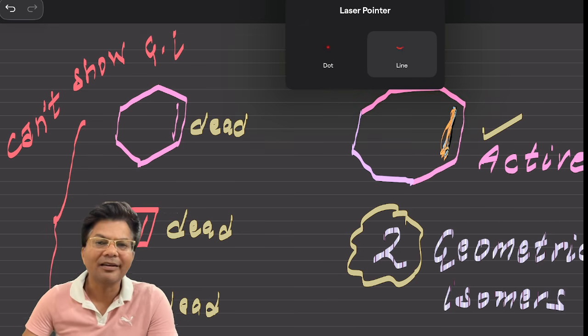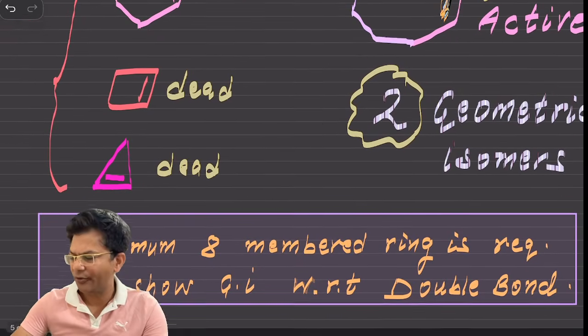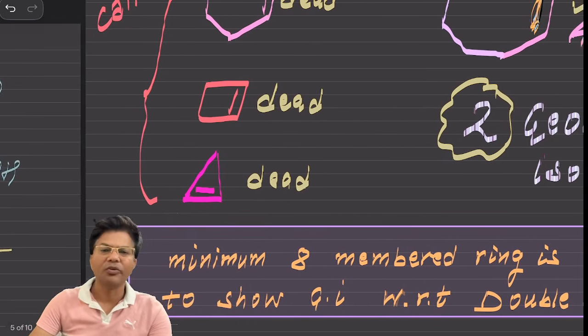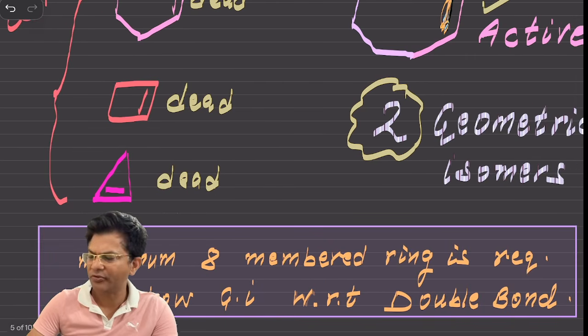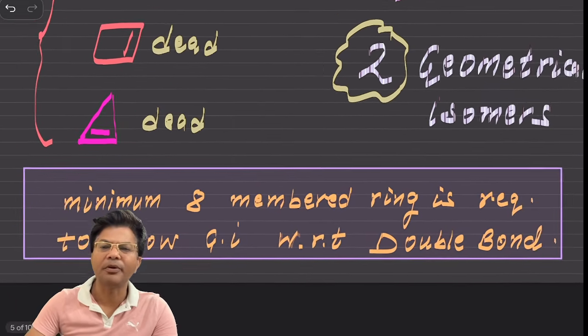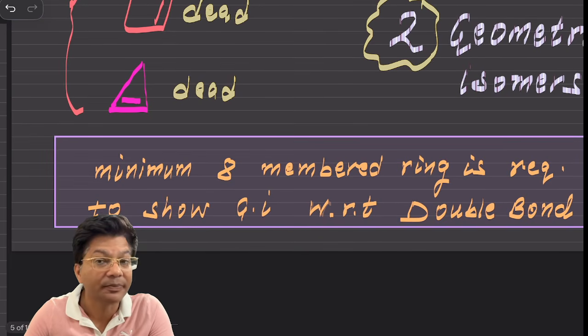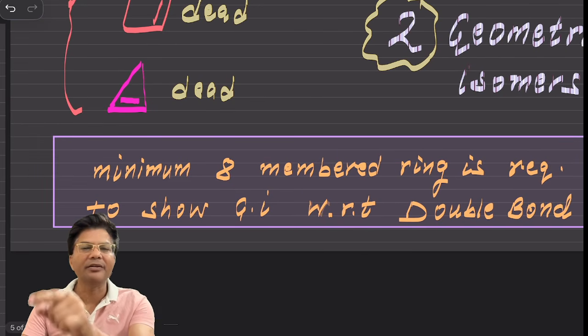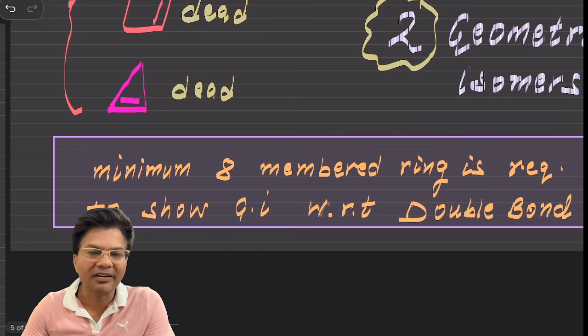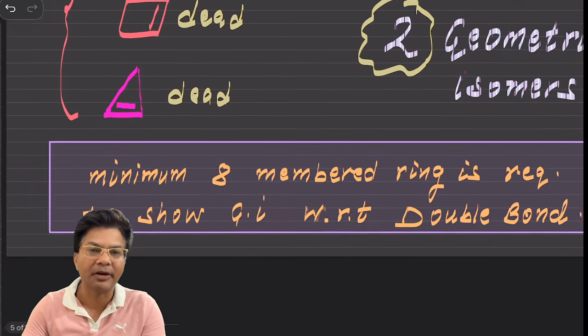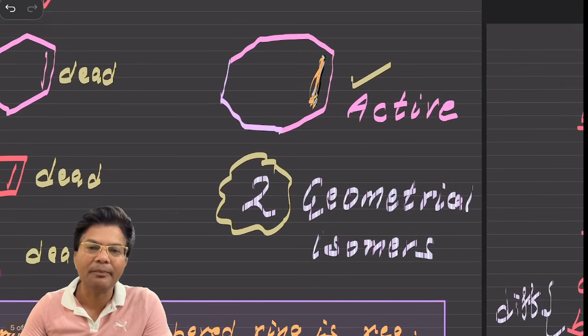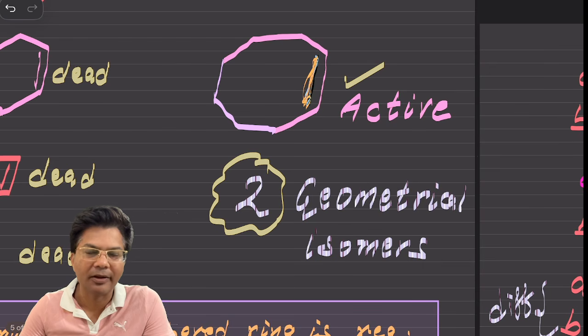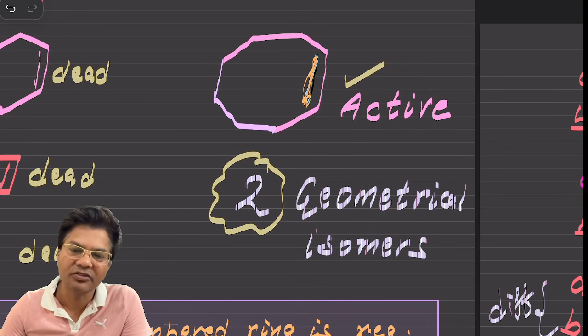First let me show you what's written over here. Everyone just see what's written over here: minimum 8-membered ring. That minimum 8-membered ring is required to show GI with respect to a double bond. If a ring is there and you want to see whether it can show GI or not with respect to the double bond, that is what is required. If an 8-membered ring or a ring with more carbon atoms is there, that double bond is active and it will show GI, and that double bond will be considered as one stereocenter. So 2 raised to the power 1, 2 geometrical isomers will be there. One is cis, another one is trans.